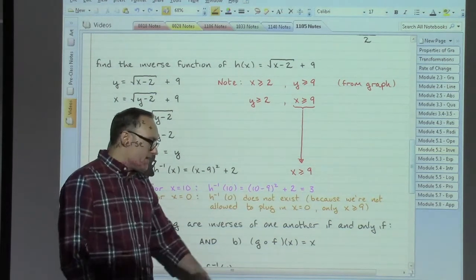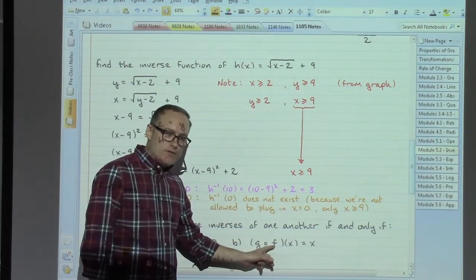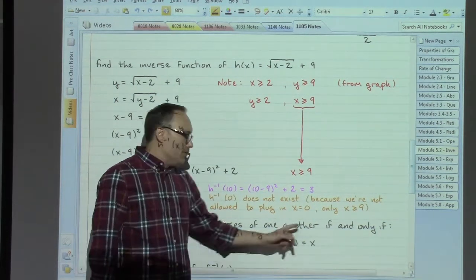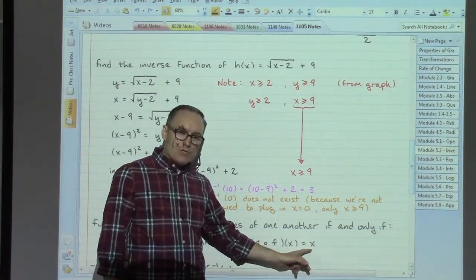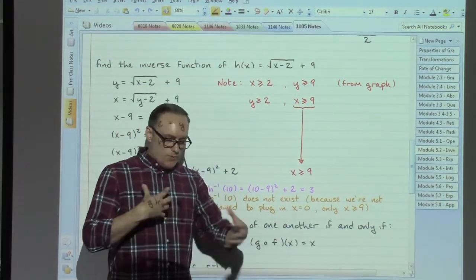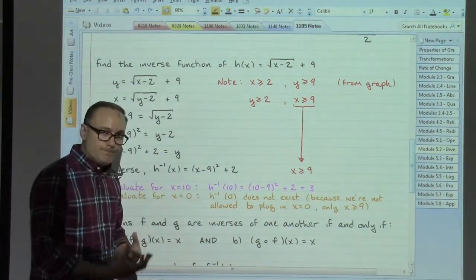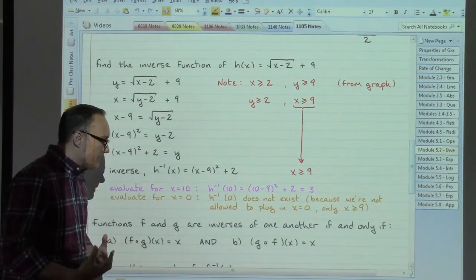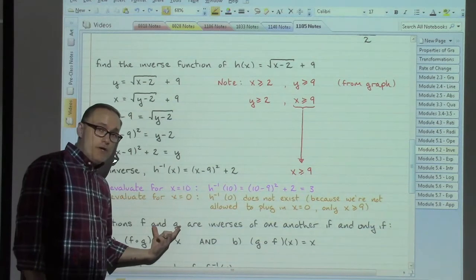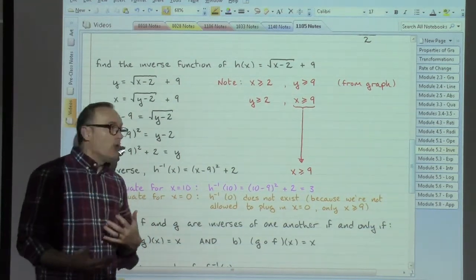If we pick an x and put it in f first, and then take that new value and put it into g, do we get the x back that we started with? We've got to have both of those directions of composition working properly. If that happens, then we have inverse functions. So we could check this out.